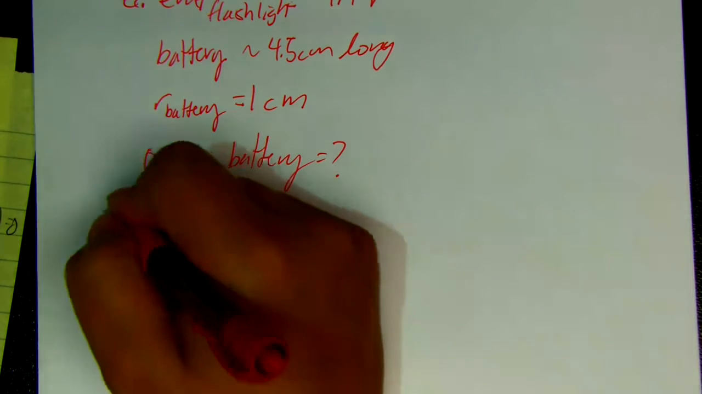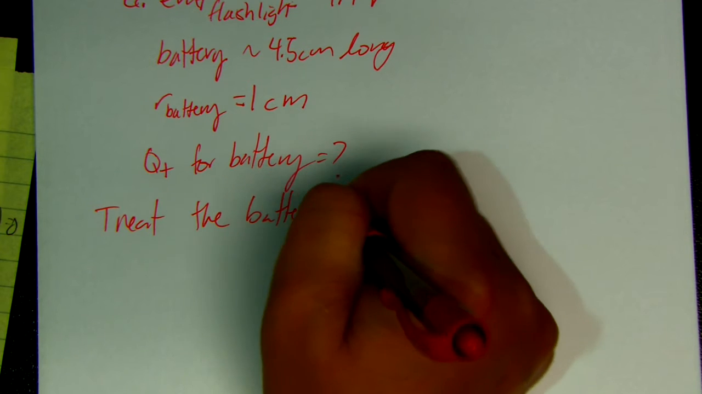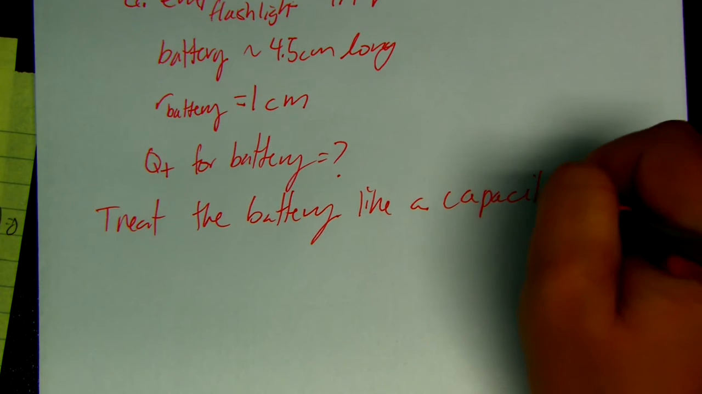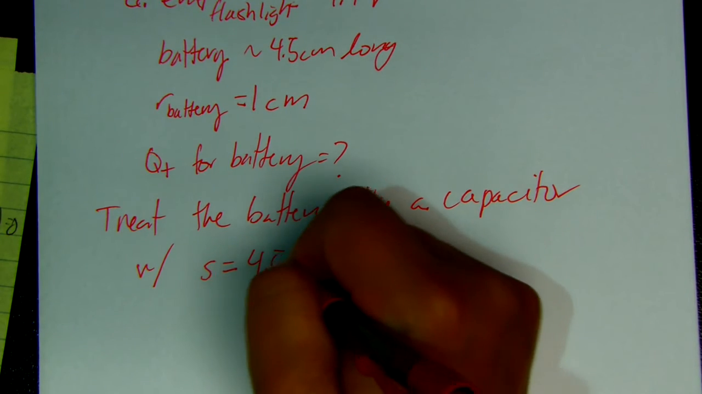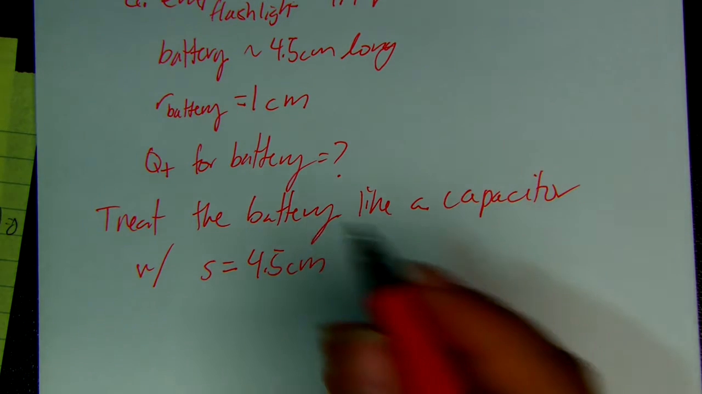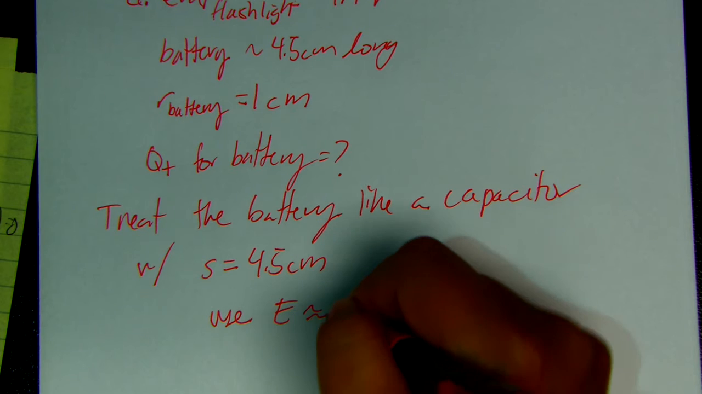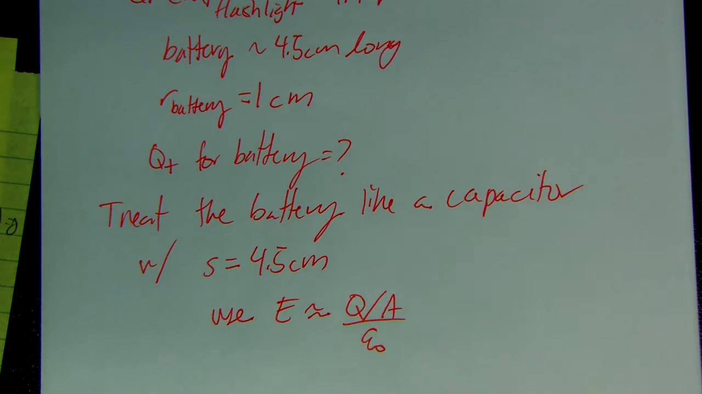Okay, so what we're going to do is we're going to treat the battery like a capacitor with a separation of 4.5 centimeters. And we're going to use the electric field being approximately equal to Q over A over epsilon naught.